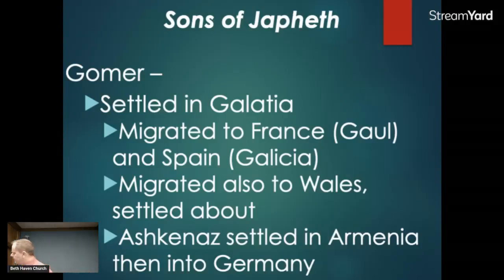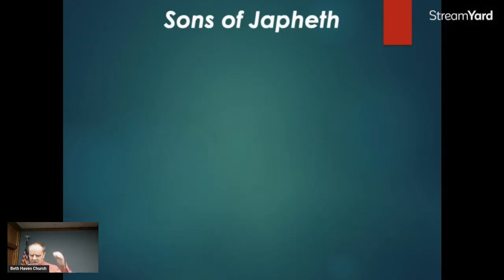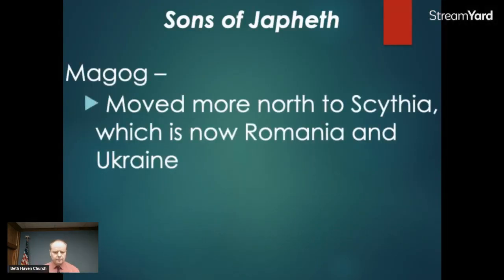You also have Armenia and Germany from one of the sons of Gomer, Ashkenaz. So Germans, Armenians, still from the sons of Japheth. Also the son of Japheth, you have Magog. We recognize that name from what? Prophecy. Okay? Magog moved north to Scythia, which is now Romania and Ukraine.